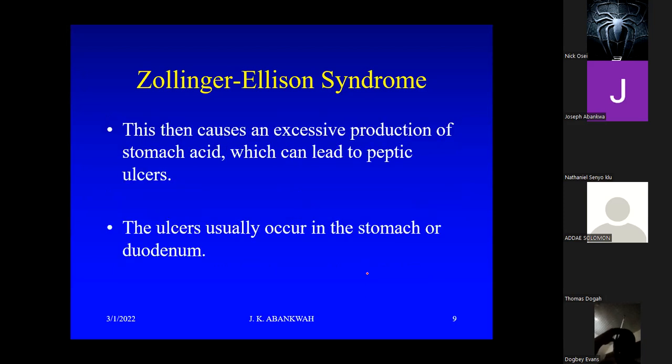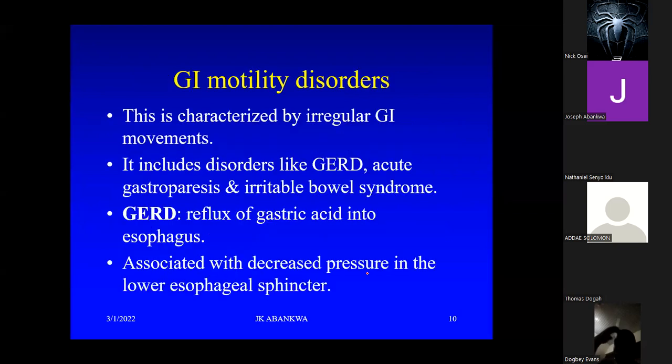So this then leads to the excessive production of stomach acid, which leads to peptic ulcer. The ulcers usually occur in the stomach or duodenum. Okay. Now we move on to the next disorder, which is the GI motility disorders. And these include acute gastroparesis and irritable bowel syndrome.